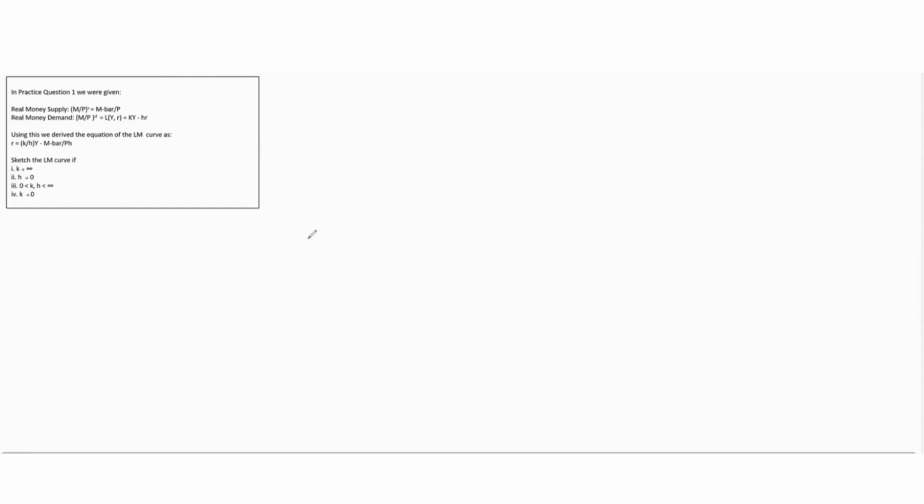In practice question 1, we looked at that we had the real money supply as M bar by P and real money demand as kY minus hr. Using this, we derived the equation of the LM curve as r is equal to kY by h minus M bar by Ph. Now we want to sketch the LM curve under different scenarios.